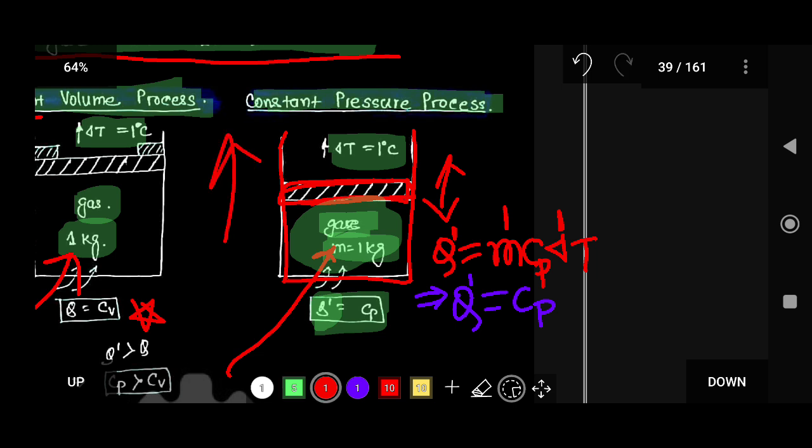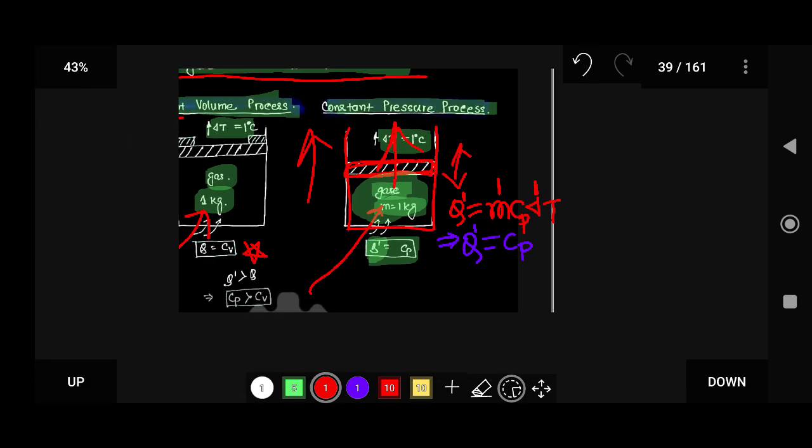Why is it in the upward direction? Because heat is supplied to the system. Due to this heat supplied, the volume increases because the pressure increases. So that is why the piston goes in the upward direction. So we see that the piston easily moves from the downward to the upward direction.